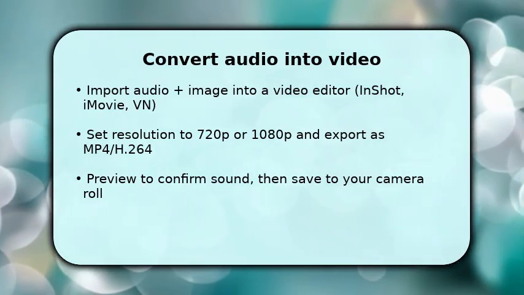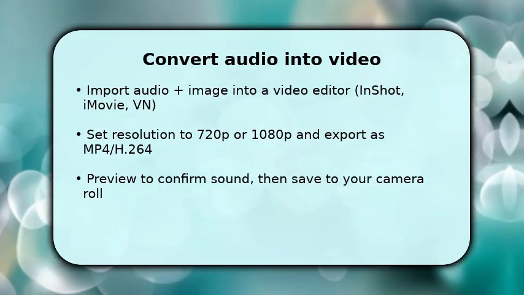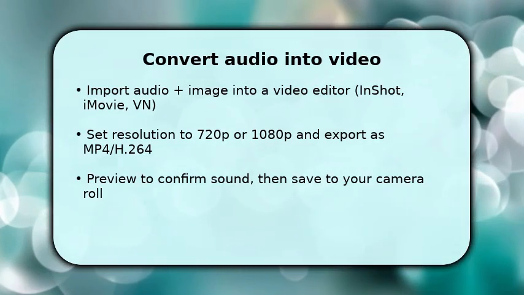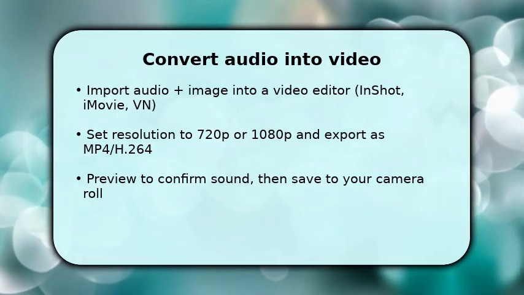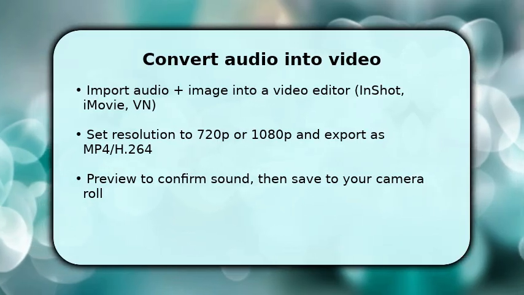Open a lightweight editor, add the static image as the visual track, then place your audio beneath it. Once arranged, set the duration to match the audio and confirm the aspect ratio. WhatsApp handles vertical or 16:9, but vertical looks better on phones.